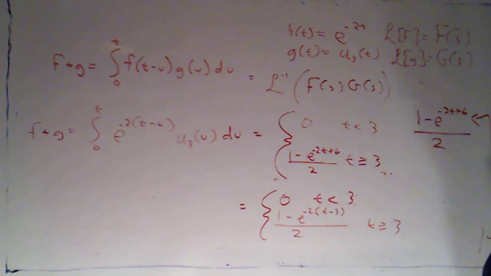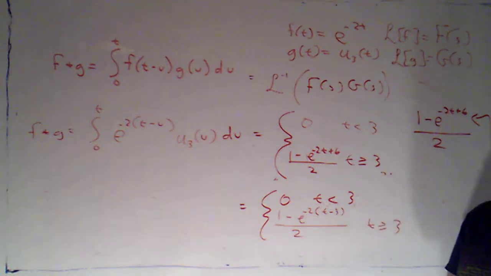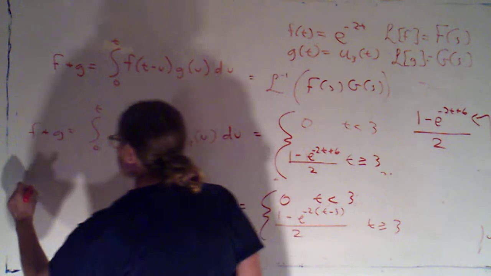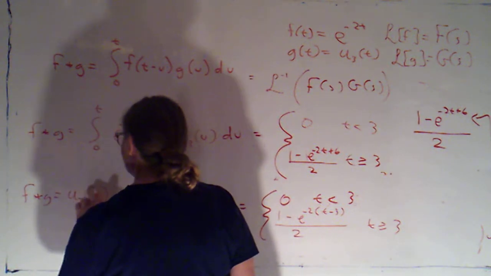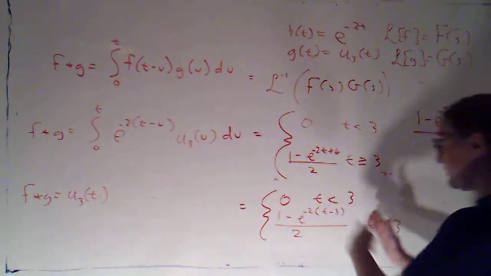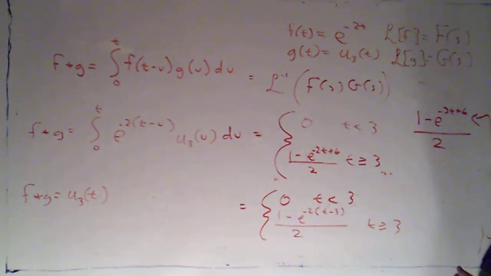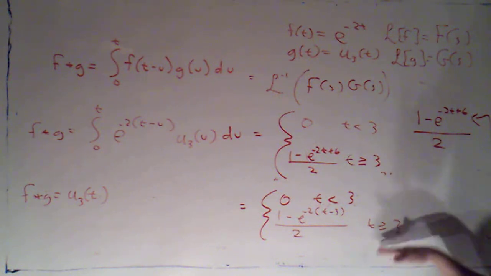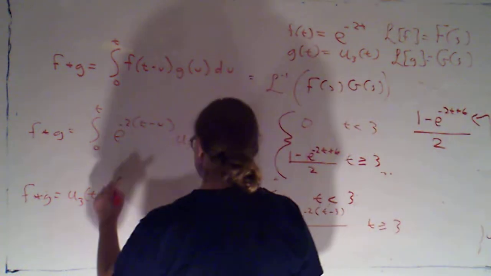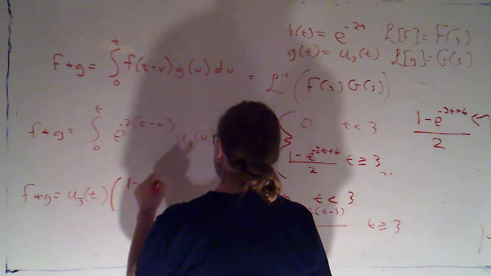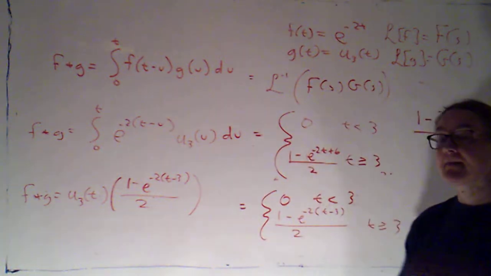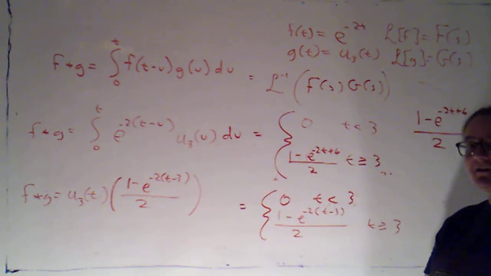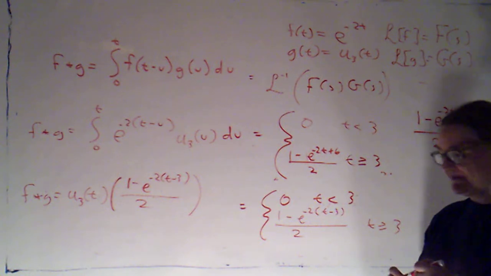But I do think I want to try to write this not as a piecewise function, and I can do that by just using the Heaviside function. So I can say f star g is going to be the Heaviside function at 3. Now this is a function of t, so it's the Heaviside function evaluated at t. That turns things on at 3, and what it turns on is this function: 1 minus e to the negative 2 times t minus 3 all over 2. That is my first lovely convolution. Excellent. Okay.